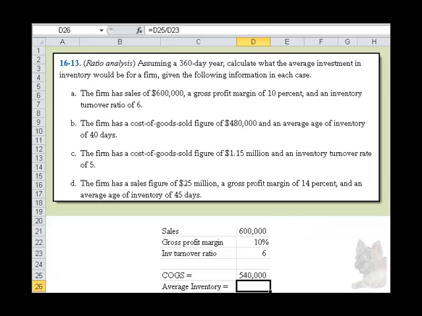Then we've got to calculate average inventory. Let me bring that to light and hit my F2 key. Well, what am I doing here? I'm taking D25, the cost of goods sold, and dividing it by the inventory turnover ratio. And when I do that, I calculate an average inventory amount. Now, the reason that works is because inventory turnover is calculated with those other two variables.